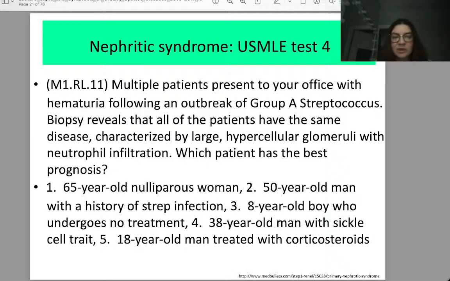First, a 65-year-old nulliparous woman. Second, a 50-year-old man with a history of strep infection. Third, an 8-year-old boy who undergoes no treatment. Fourth, a 38-year-old man with sickle cell trait. And fifth, an 18-year-old man treated with corticosteroids.